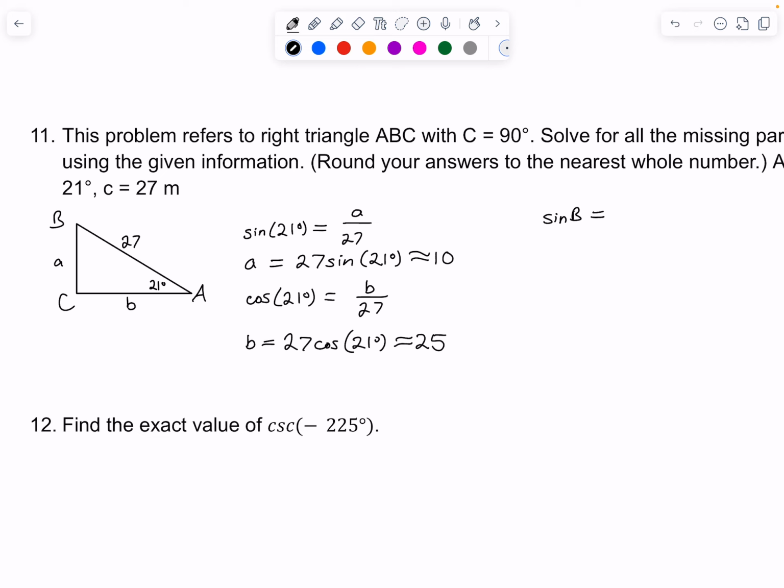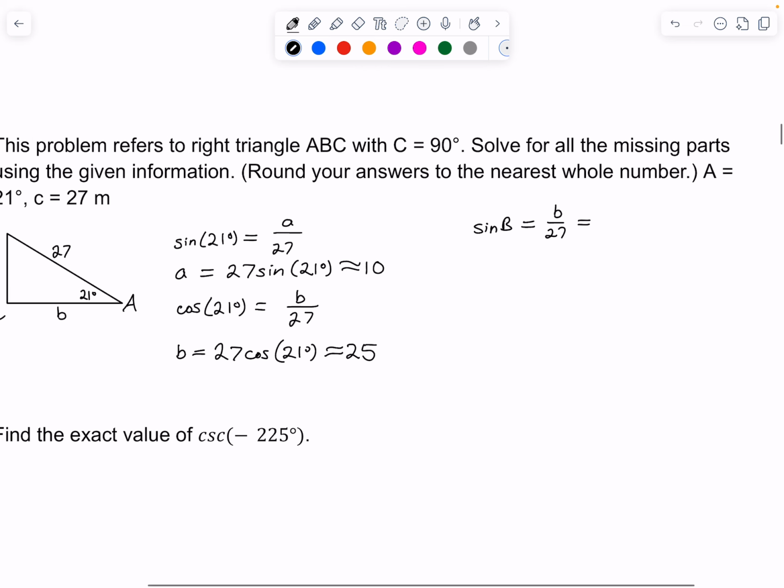Anyway, sine of B is opposite over hypotenuse. So it's B over 27. Well, I've already found B. It's roughly 25 over 27, which means that B will be the inverse sine of 25 over 27.